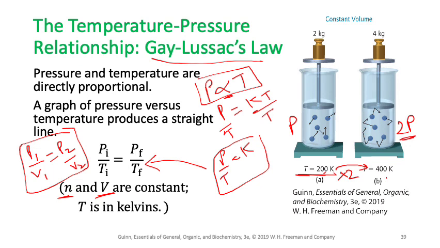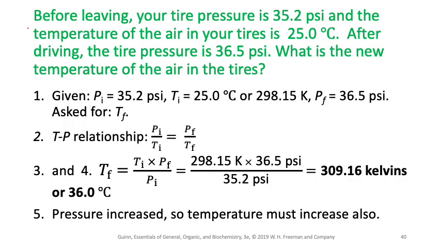So this is how the Gay-Lussac law works, as long as the number of moles and the volume of the gas are constant. So now let's try to do some problems on this concept on the next slide. The problem says, before leaving, your car tire pressure is 35.2 psi, and the temperature of the air in your tire is 25 degrees Celsius. After driving, the tire pressure came out to be 36.5, and what's the new temperature of the air?